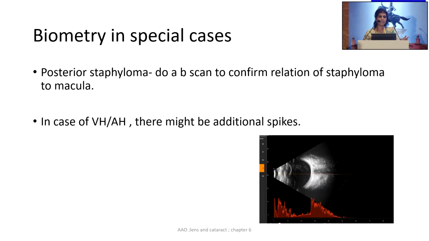So in special cases where there is posterior staphyloma, always do a B scan to confirm the relationship of staphyloma to macula. And in case of vitreous hemorrhage or asteroid hyalosis, there might be additional spikes. Do not get confused by it.